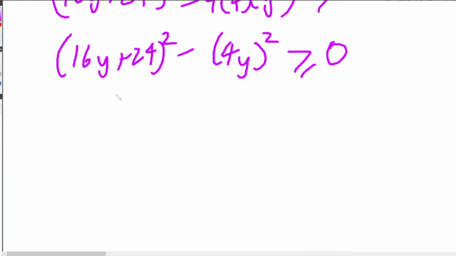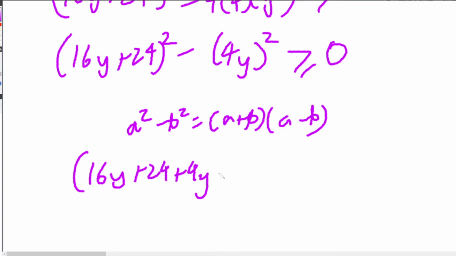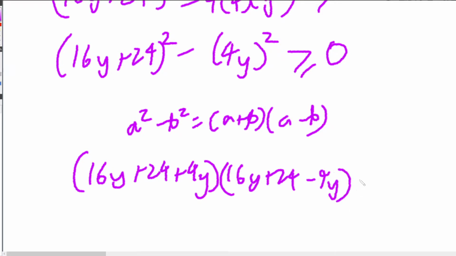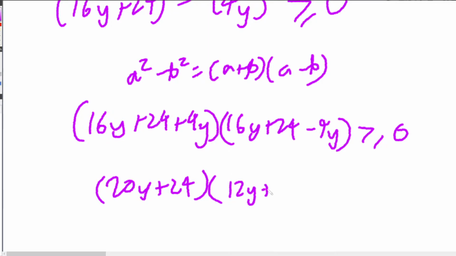So if a is 16y plus 24 and b is 4y, a squared minus b squared being equal to a plus b times a minus b lets us say that in this inequality, 16y plus 24 plus 4y times 16y plus 24 minus 4y must be greater than 0. Or in other words, 20y plus 24 times 12y plus 24 must be greater than or equal to 0.